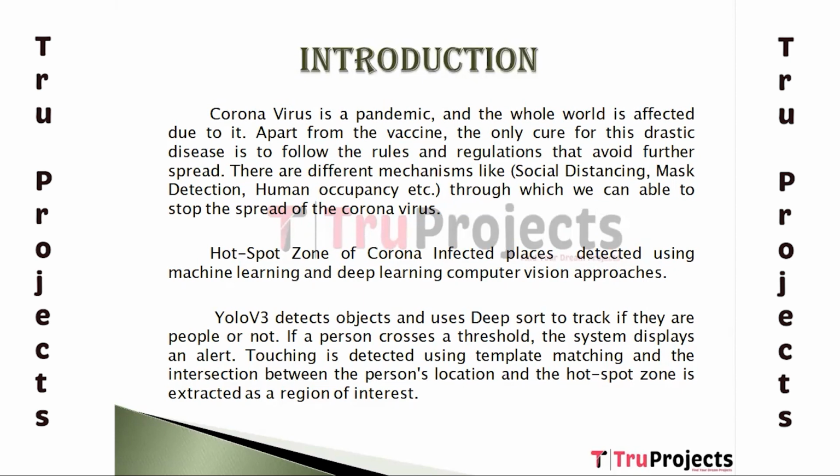In this project, we propose that the hotspot zone is detected using the computer vision techniques of deep learning. After drawing the hotspot zone, YOLO V3 will detect the objects and then Deep SORT will track whether the detected object is a person or not. Then, using template matching and distance, it will check whether the person is close to or touching the hotspot zone. If touching the hotspot zone crosses the threshold, then the system will display an alert saying touching the hotspot zone. Touching will be detected using template matching and then finding the intersection between person location and hotspot location, and this process is called extracting region of interest.